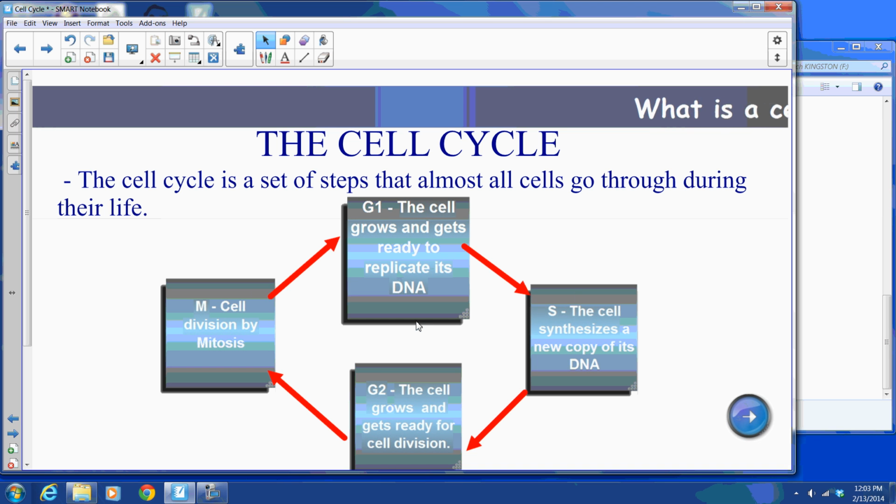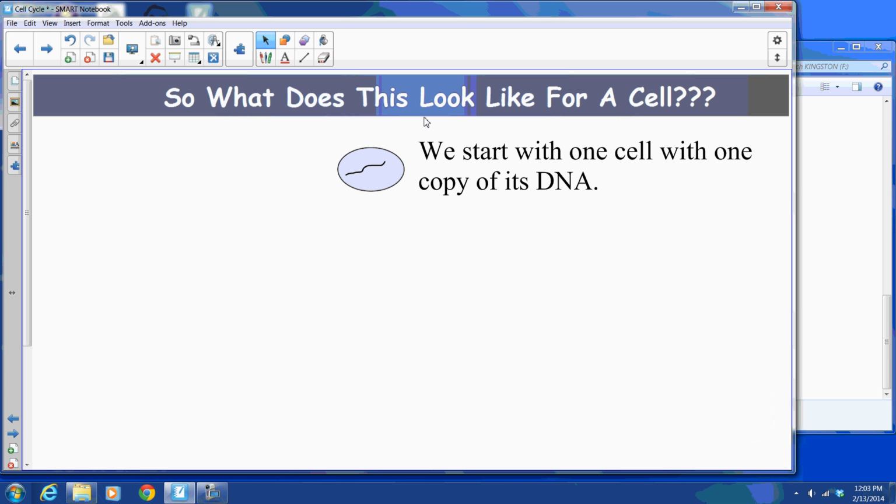So there's the general cell cycle. Let's take just a minute or two to think about what that's actually going to look like within a cell. So if you'll flip over to the other side of your notes, we're going to draw some pictures that show how this process happens. And we're going to draw a very basic simple cell here. So if you'll notice, I've got a little oval drawn there representing the cell. Inside that oval, I've just drawn a little squiggly line. That's going to represent its DNA.